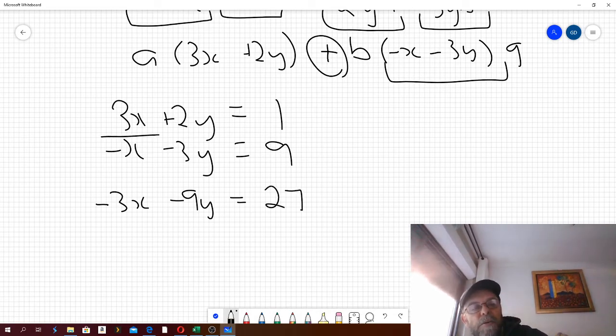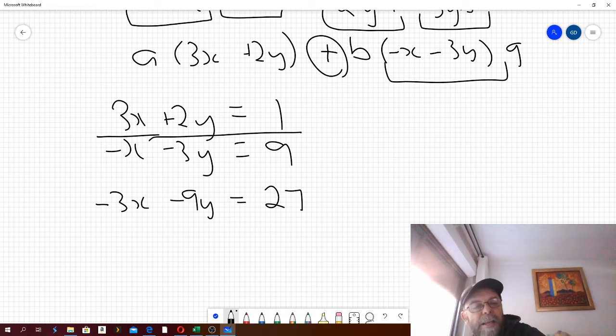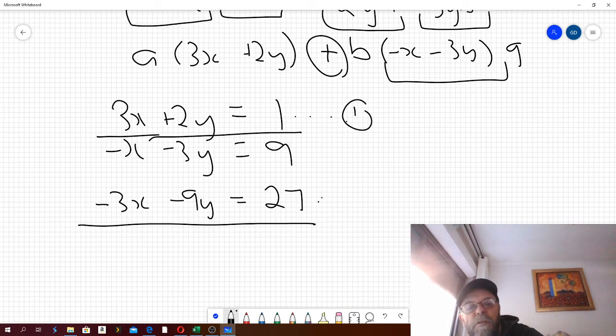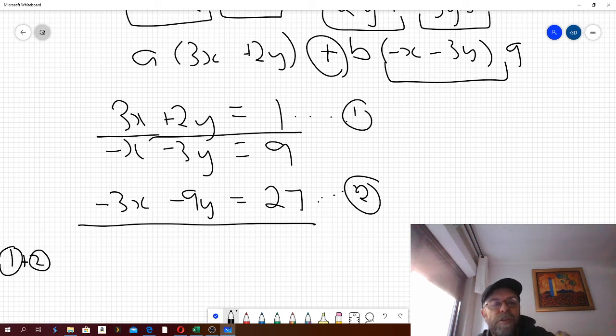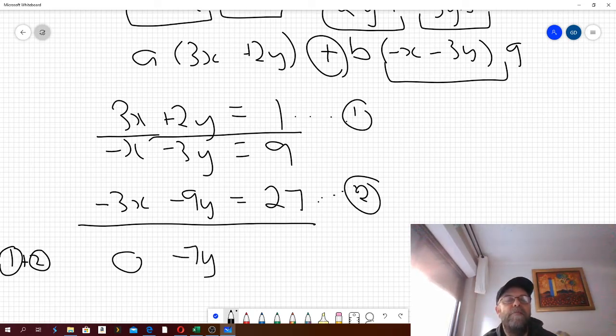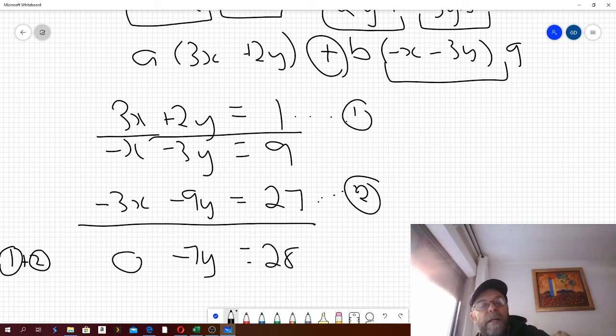Now I can take this equation, which is over here, and I can add it to this equation over here. Remember, I told you to label equations. We can do that. So we can say equation 1 plus equation 2. Well, what is 3x plus the negative of 3x? It's just 0, so that disappears. And 2y plus the negative of 9y is minus 7y. But what is 1 plus 27? It is 28. Well, that gives me a nice value for y. y turns out to be minus 4.